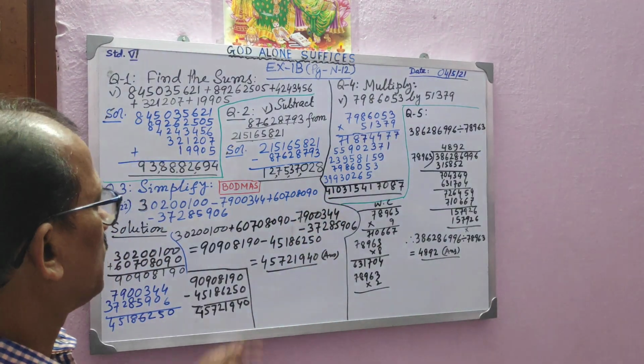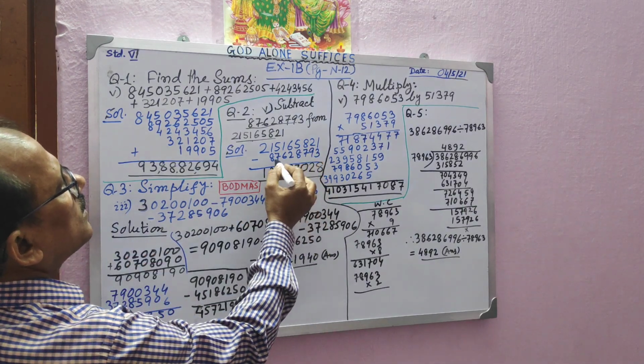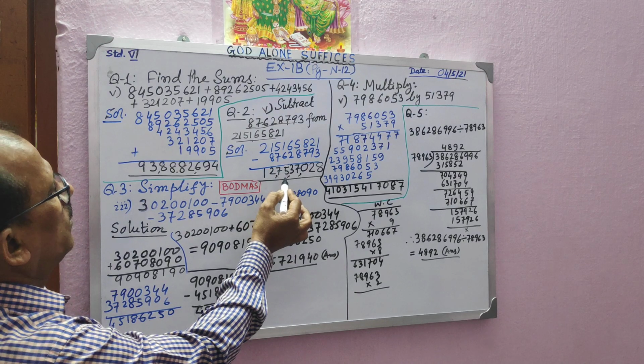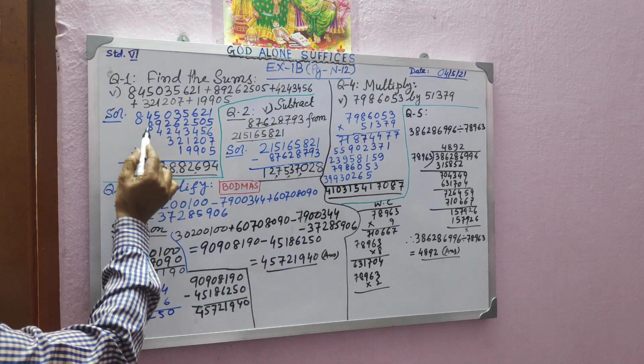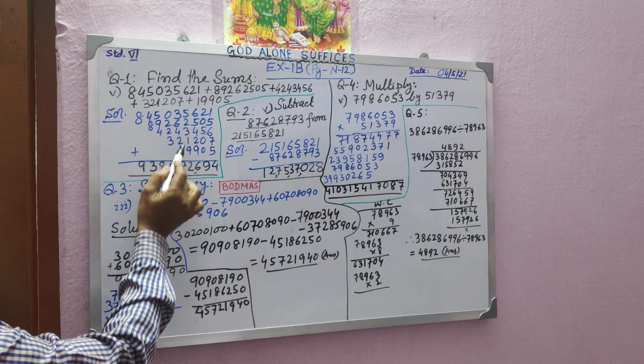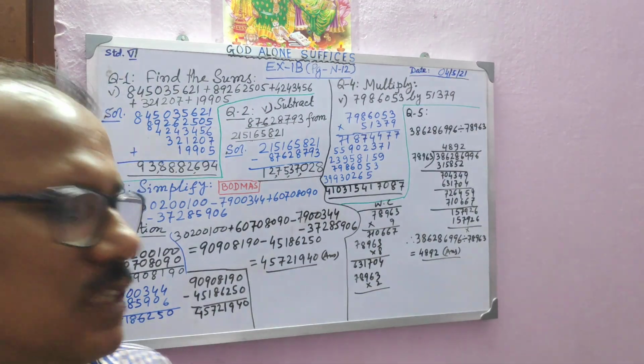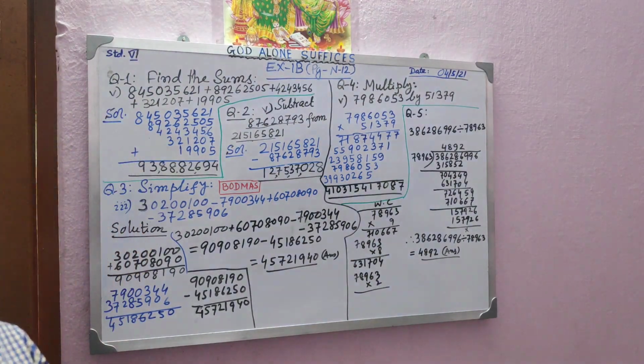12,75,37,028. This is a large number. This is called the difference. This is called the minuend, this is called the subtrahend, and this is called the difference. This is called the first addend, this is called the second addend, this is called the third addend, this is called the fourth addend, this is called the fifth addend, this is called the sum. You know the nomenclature of each thing which is added or which is subtracted.